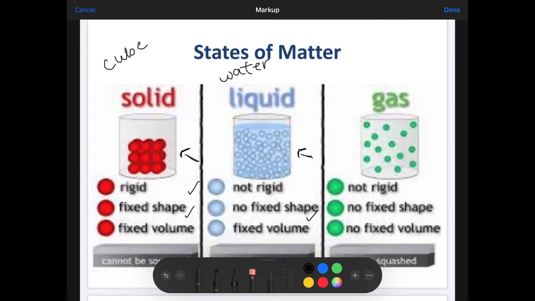Next, we have gas. Now, gas is a little bit trickier because, unlike the other ones, it is not rigid, it does not have a fixed shape, and it does not have a fixed volume. The easiest thing when we're thinking of gas is to think of oxygen. It's all around us, and it doesn't necessarily take the shape of the room, right? Like if you're in a room, there's oxygen in that room, but there's also oxygen flowing in between the doors. It's not just in that container.